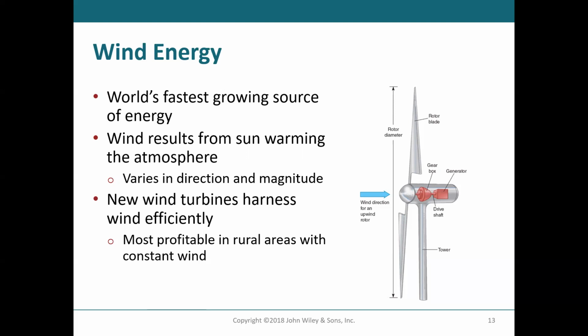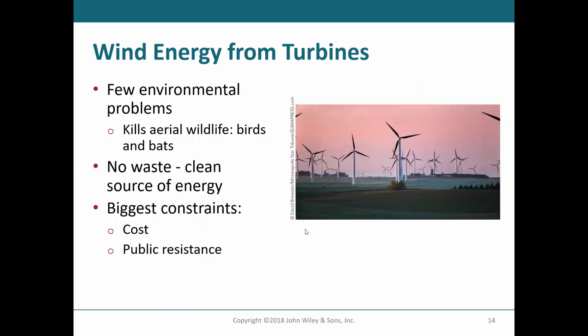New wind turbines can be huge, almost 100 meters tall, and have long blades designed to harness wind energy efficiently. As turbines have become larger, more efficient, cost for wind power has declined rapidly from 0.40 per kilowatt hour to 0.03 to 0.08 per kilowatt hour. So it's becoming more prevalent. It has few environmental problems.